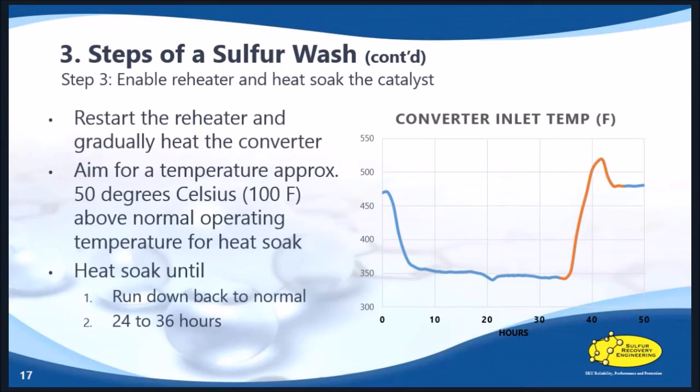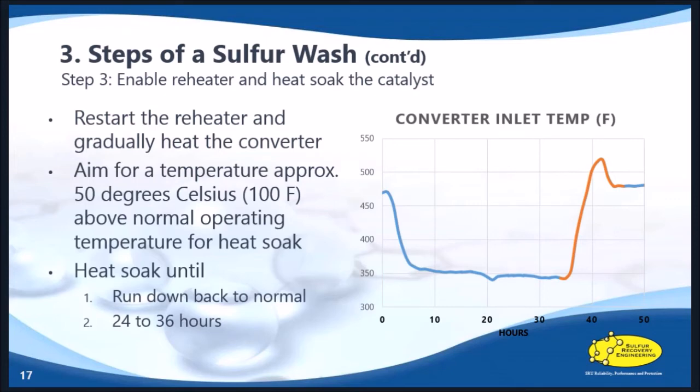And once we're back to normal, we are happy with the pressure differential and our front end pressure as well, then we can restart the heater and gradually heat back the converter. We want to aim for a temperature approximately 50 degrees above your normal operating temperature in order to do the heat soak. So we're noticing here on the graph on the right that we've overshot our normal converter inlet temperature for a period of time.